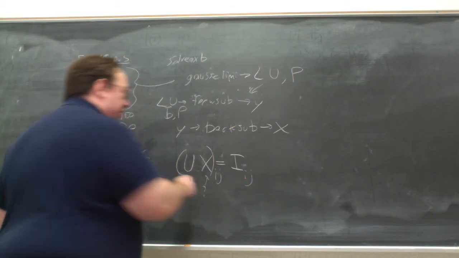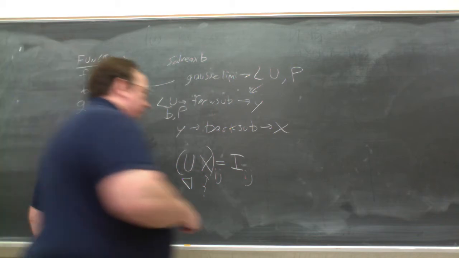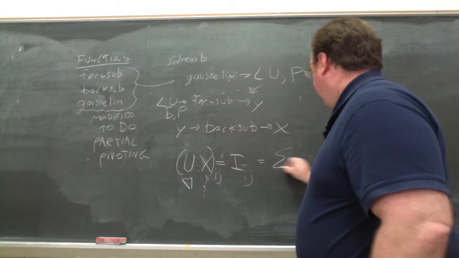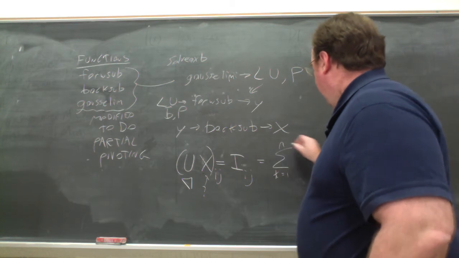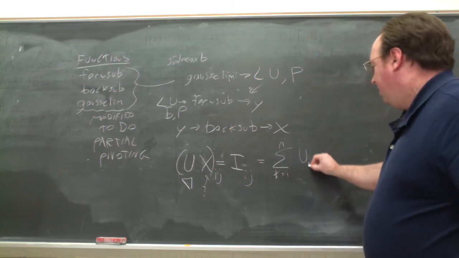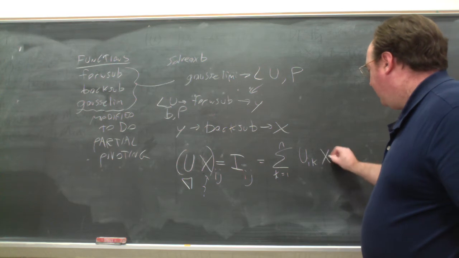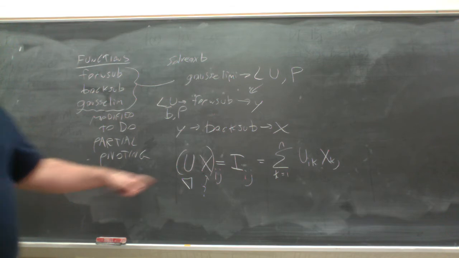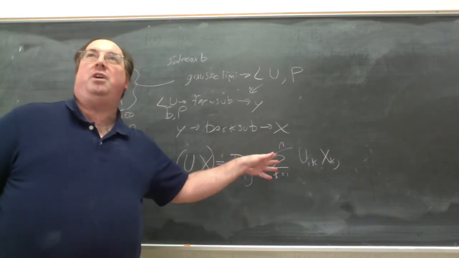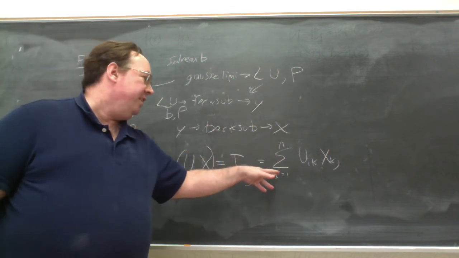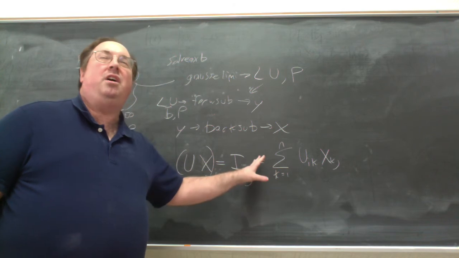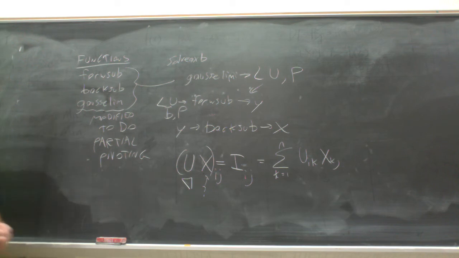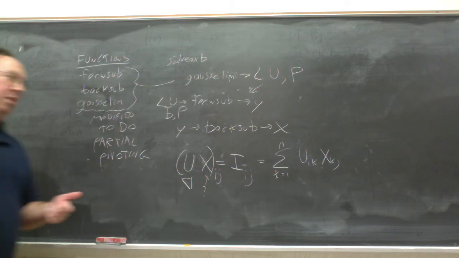So at this point you don't know. So you could write this as a sum of U_ik X_kj, and what I saw was this broken down into three parts: a subdiagonal part, a diagonal part, and a superdiagonal part above the diagonal.